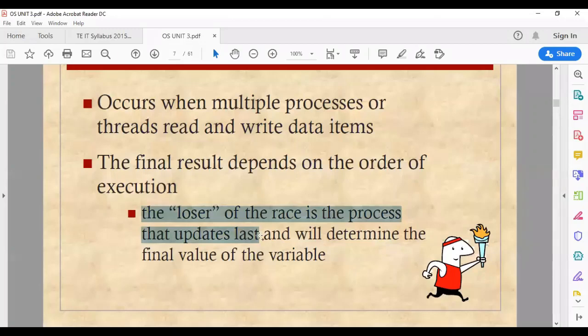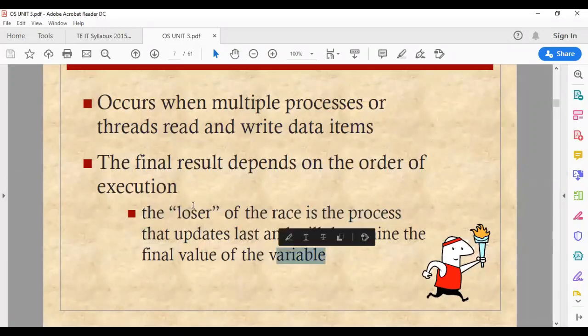Who comes first will get the process, or will get the resource. So that race condition, which one? More than two processes or threads read or write the data items. In that, who gets the first chance and who gets the last chance? The last chance will update the data and will determine the final value of the variable. So that is called the loser.